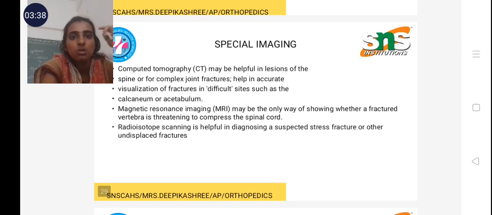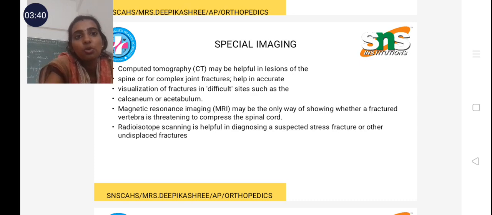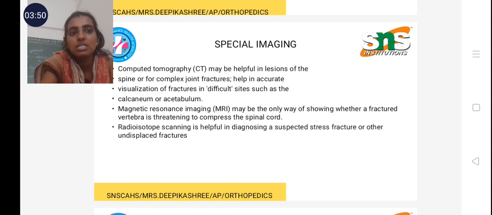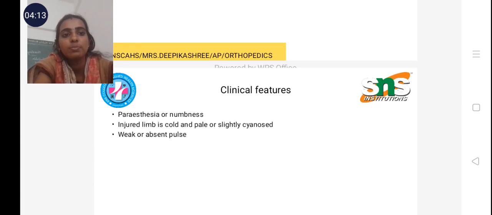Special images are also there. Computed tomography, that means CT, may be helpful in lesions of the spine or complex joint fractures, helping in the accurate visualization of fractures in difficult sites such as the calcaneum and the acetabulum. And then MRI, magnetic resonance imaging, may be the only way of showing whether a fractured vertebra is going to compress the spinal cord. Another one is radioisotopic scanning, which is helpful in diagnosing suspected stress fractures or other undisplaced fractures.